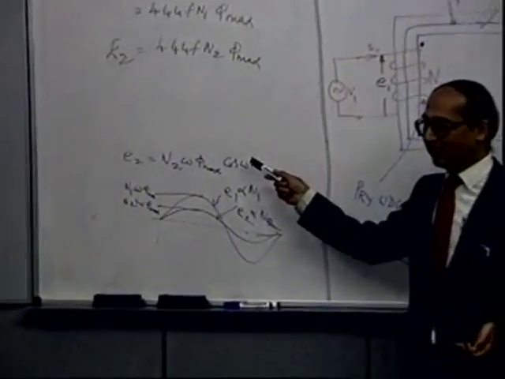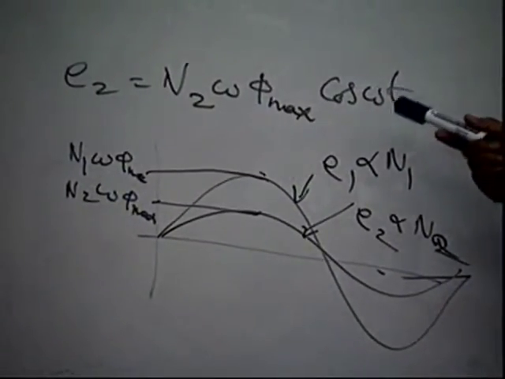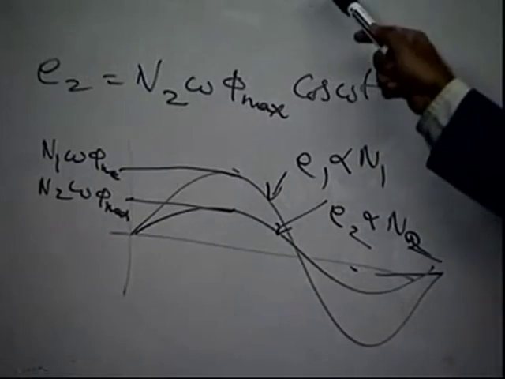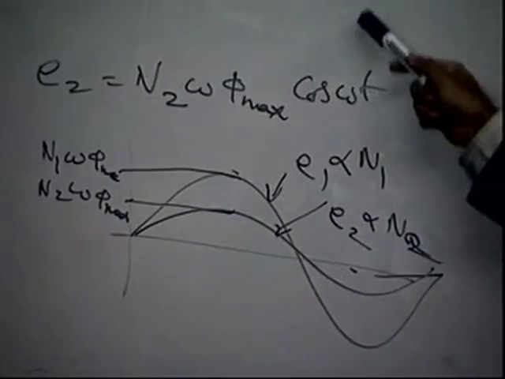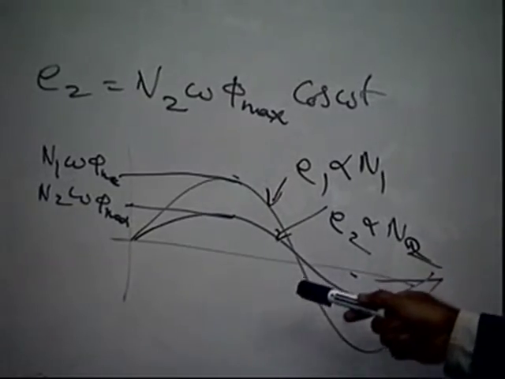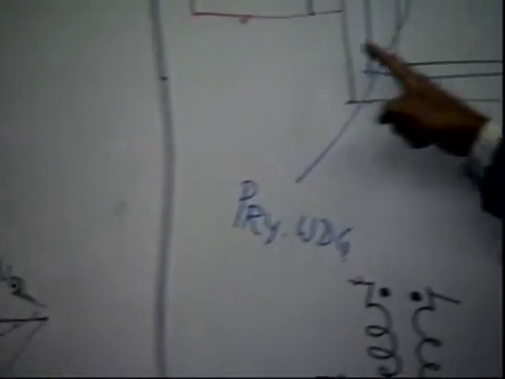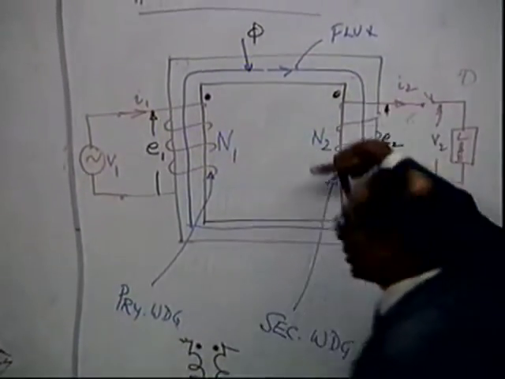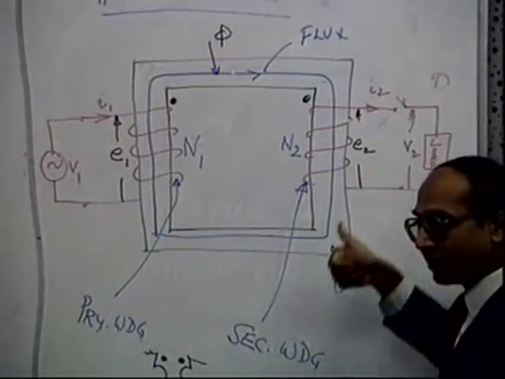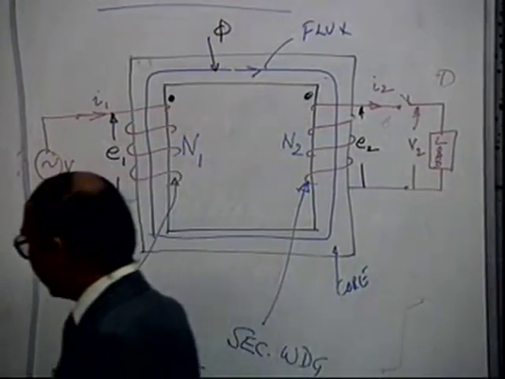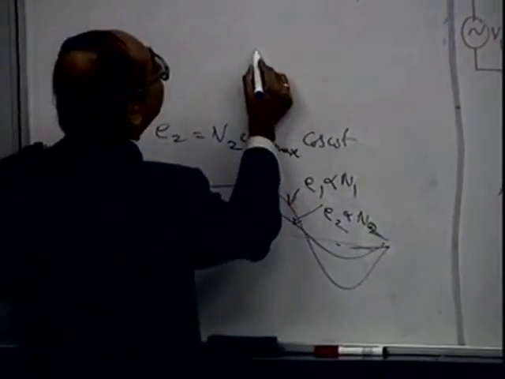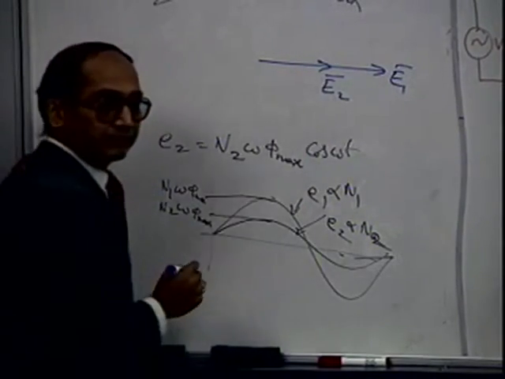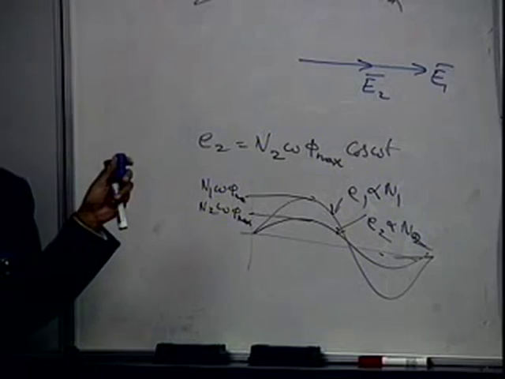E1, E2 you have seen. E1 is N1 d phi by dt, E2 is N2 d phi by dt. Okay, up to that point it's clear. We get this expression for E1, E2. You find E1, E2 are time phased the same way. Both are cos omega t. So if this is E1 and this is E2, because the flux here is going up and flux here is going down, that's why E2 has to be like this. Therefore, if this is the E1 phasor, this will be the E2 phasor. They will be in phase. There is no other way.